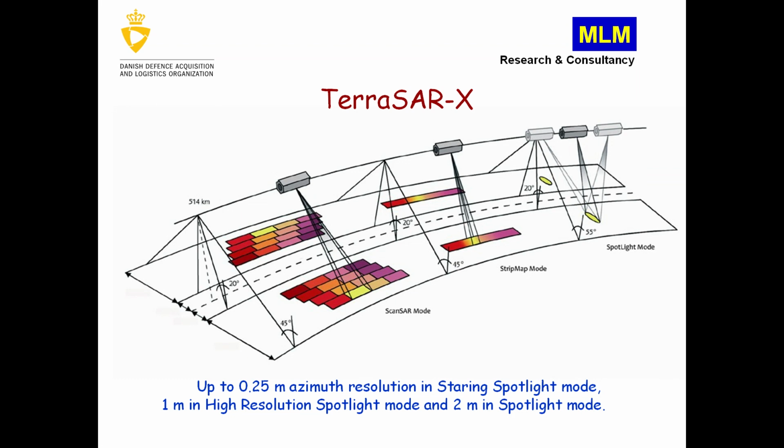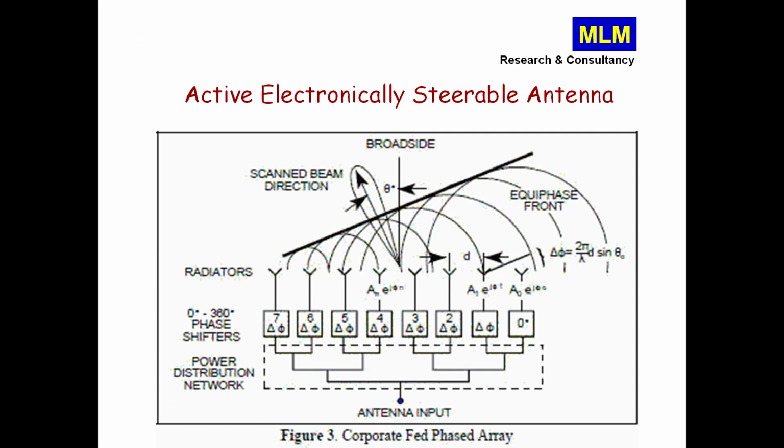Okay, now Terrasar, we'll look at this one quickly. It's got three modes. One is a scanning mode, where you build up a series of strips, series of pulses, and you scan them across an electronically steerable antenna. A strip map mode, where you don't scan it across. And the third is a spotlight mode, where you concentrate on one particular point. And with electronically steerable phase shifters, you just change the phasing of the individual elements, and that will change the direction at which we transmit.